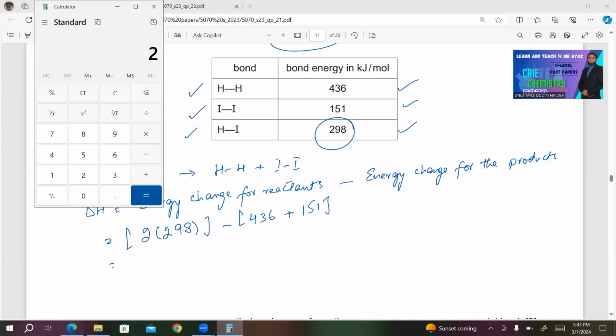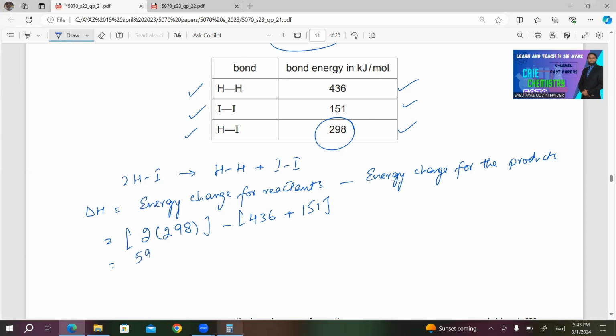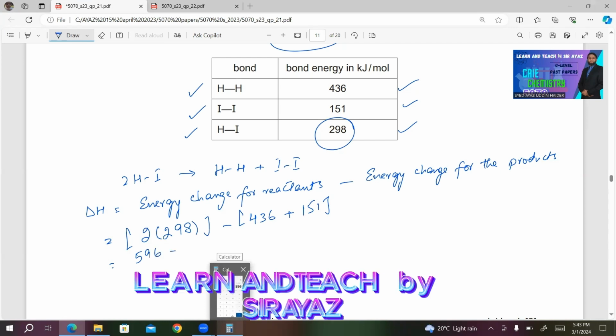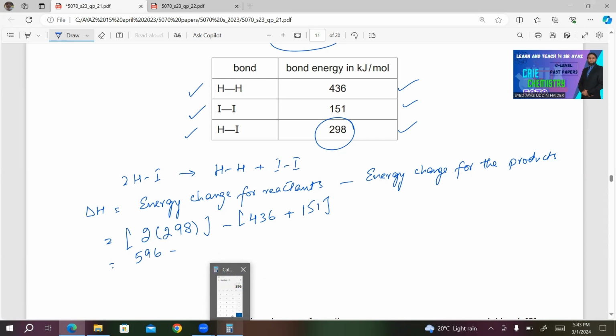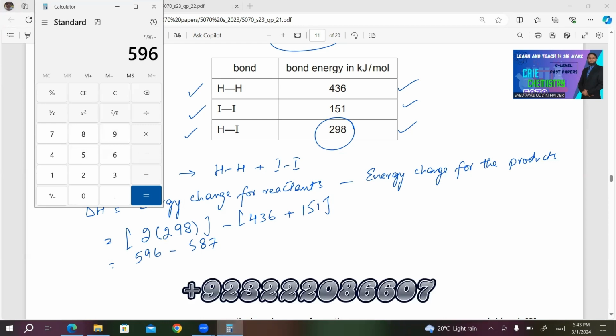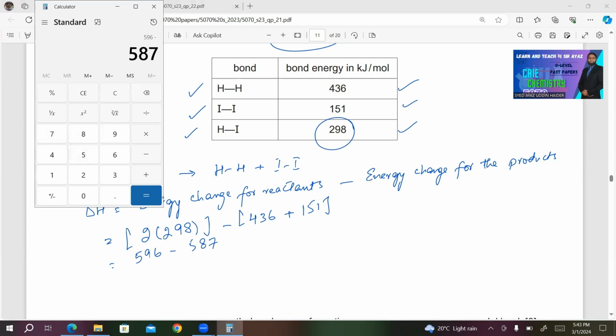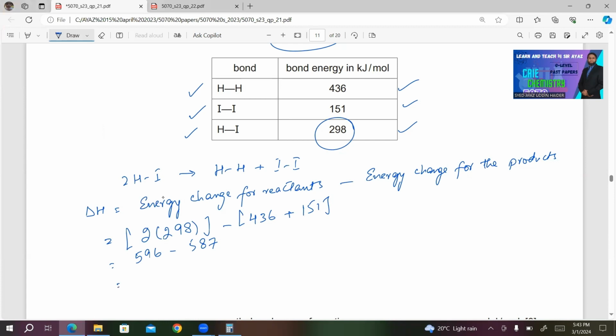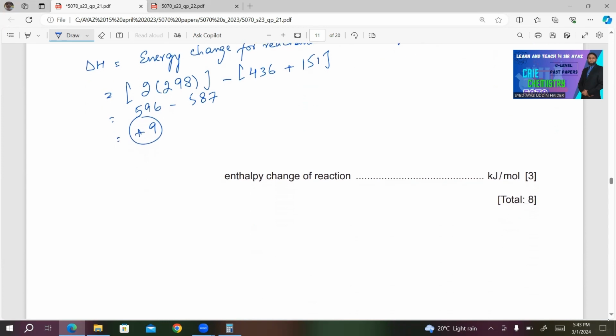So 2 multiplied by 298, we will get 596, minus 436 plus 151. Here we will get 6 plus 1, 7. 5 plus 3, we will get 8. 4 plus 1, we will get 5. 587. So 596 minus 587 gives plus 9. This will be the final answer for this question. Moving on to the next part of this question. I'm writing the answer here.